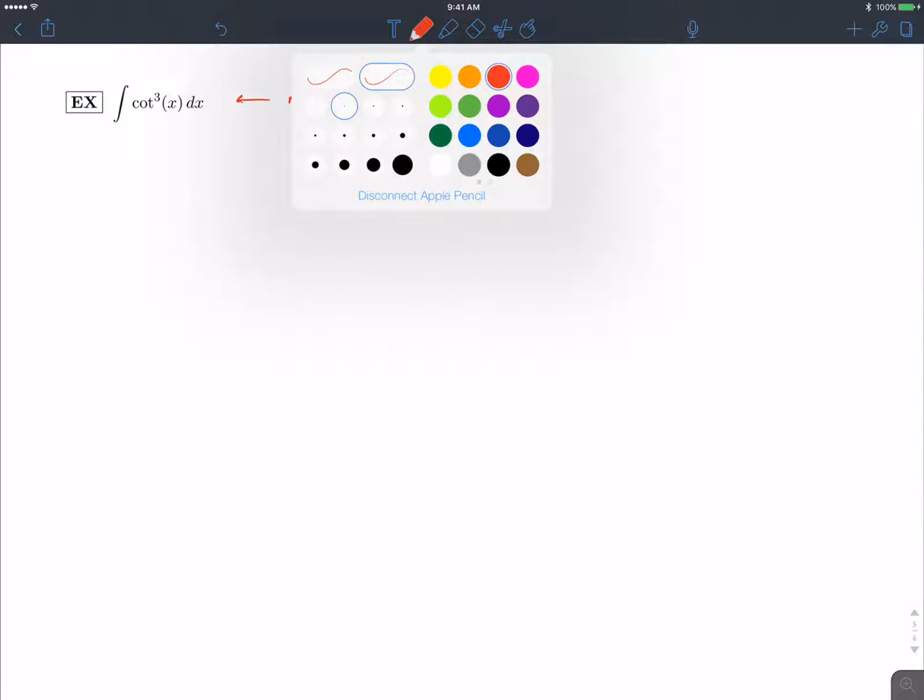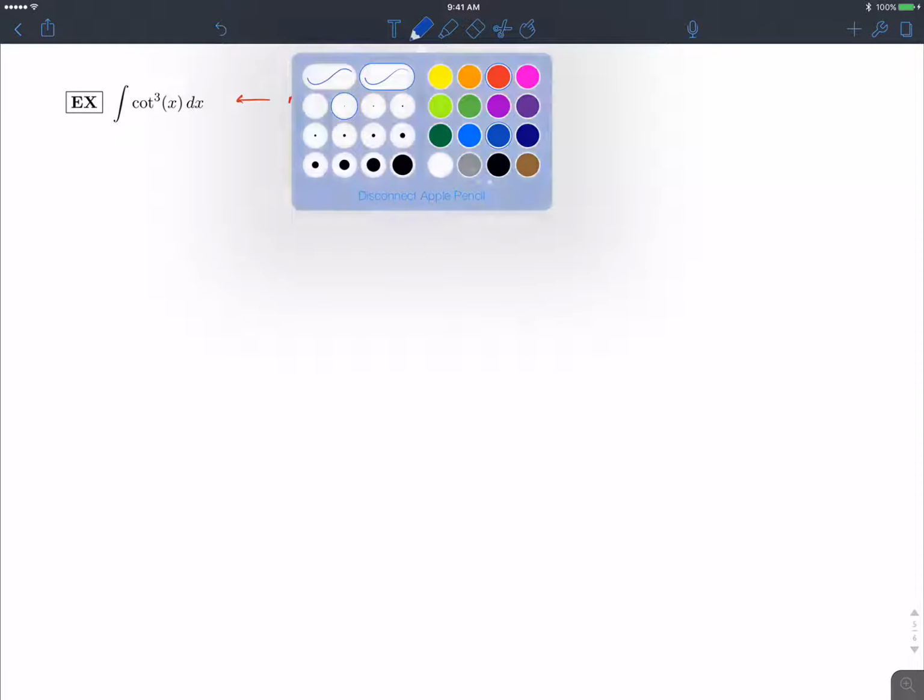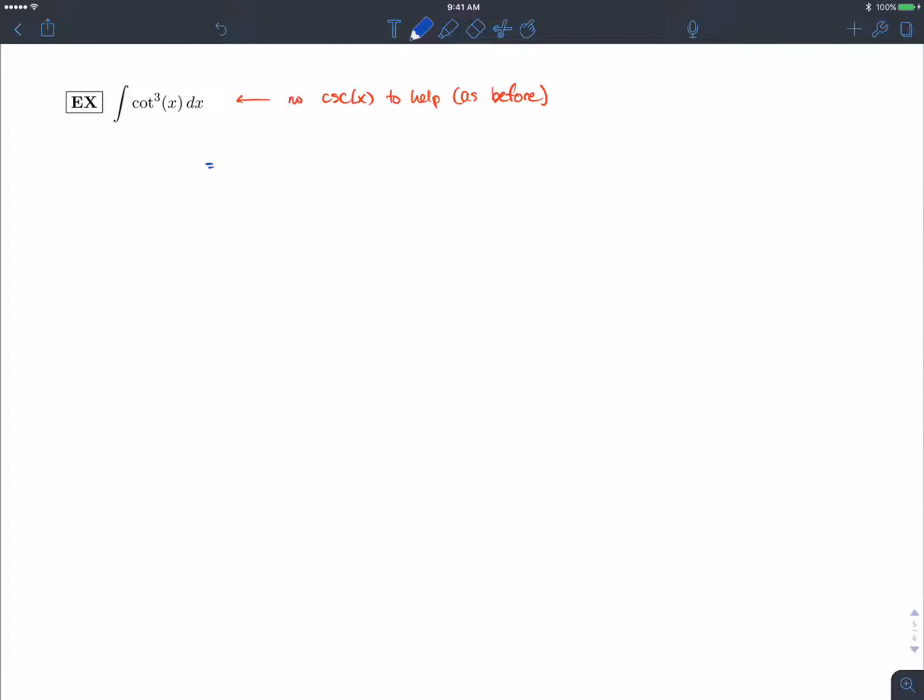We could fight through this quite a bit, but oftentimes what we're going to need to do, if you get stuck, is start maybe pulling off factors of that and seeing if you can get a problem that will work for us. For example, I would look at this and say, well, what do I know how to integrate? I don't know how to integrate cotangent cubed, but I know how to integrate cosecant squared. So maybe is there some way we can get a cosecant?